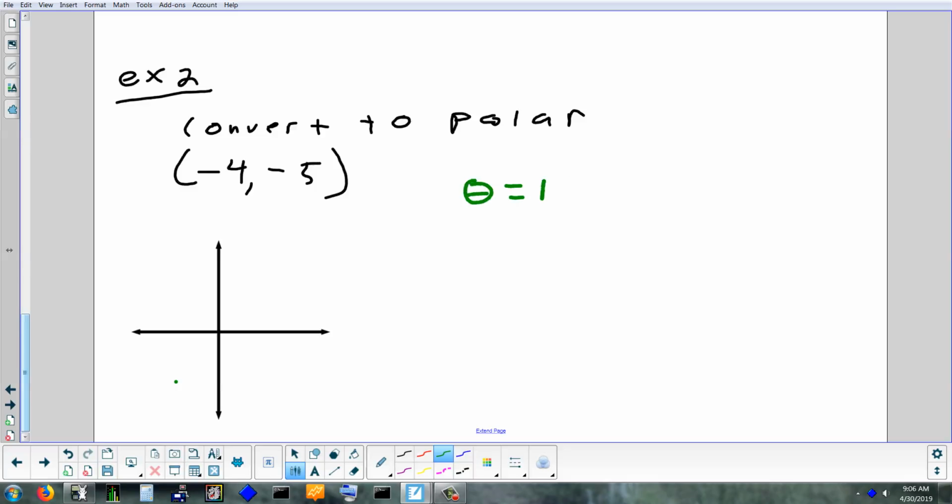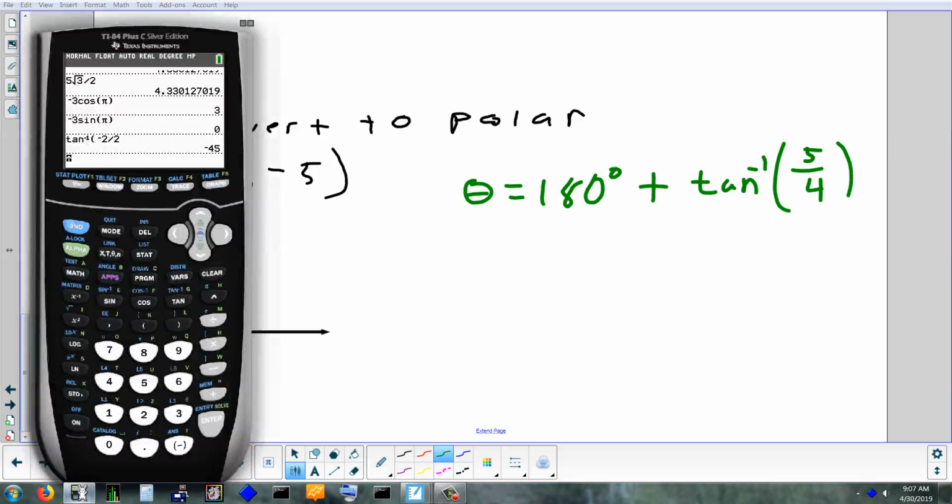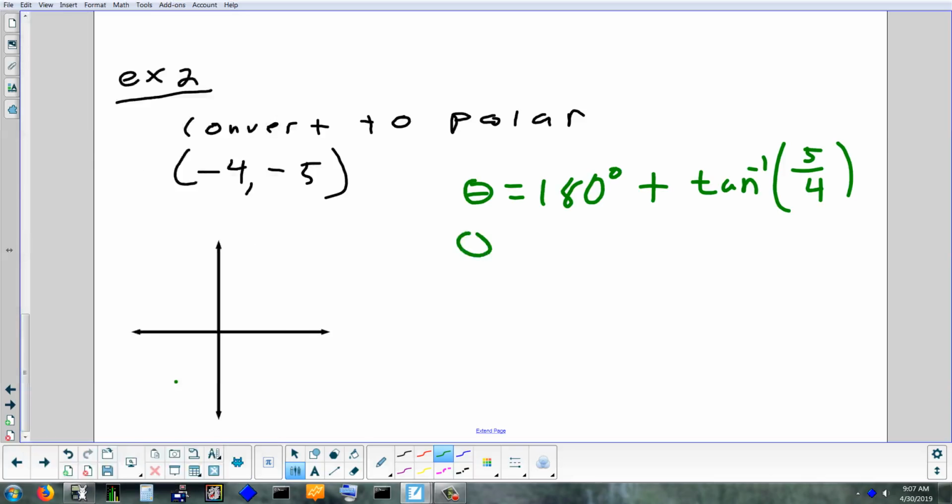So it's 180 plus the inverse of tangent, whatever it is. So 180 plus the inverse tangent of, now what are you taking the inverse tangent of? Negative 5 over negative 4, which you could just write as 5/4, because the negatives cancel. That's not going to come out to a nice number, so we're just going to type that in and see what we got. Inverse tangent of 5/4, plus 180. So 231.34. That's my angle.